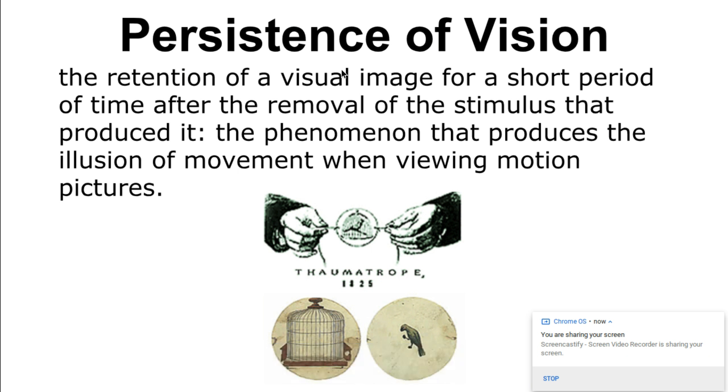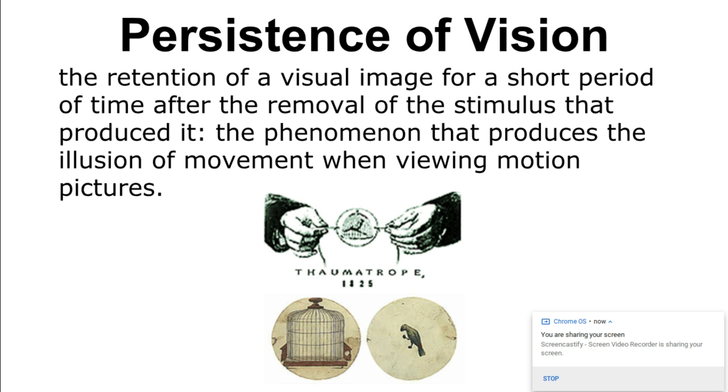All right, the first vocabulary term is persistence of vision, the retention of a visual image for a short period of time after the removal of the stimulus that produced it, the phenomenon that produces illusion of movement when viewing motion pictures. Like we've talked about all year, video is a bunch of still images that move by very quickly, and your brain will retain and hold that image briefly in order to continue on and connect to the next image that ends up showing up after the first one disappears.